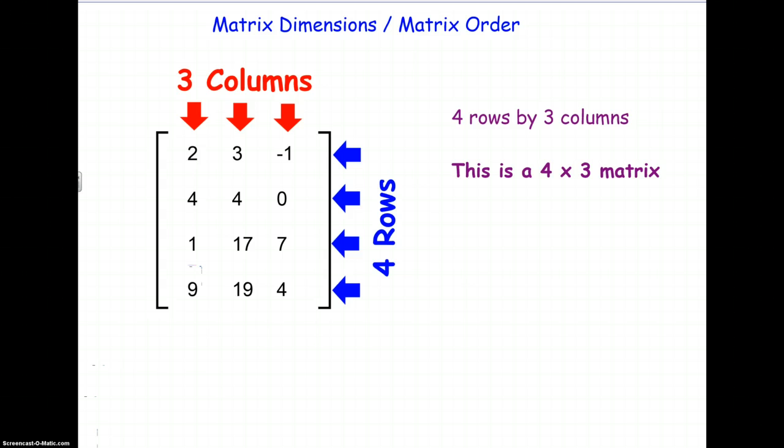First order of business is to identify the dimensions or the size of a matrix. We name matrices based on the number of rows and number of columns that they have. So in this example, if we count our rows, we've got 1, 2, 3, 4 rows. We've got 3 columns, so therefore we call it a 4 by 3 matrix. That's pretty straightforward.